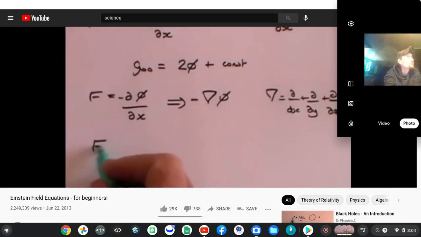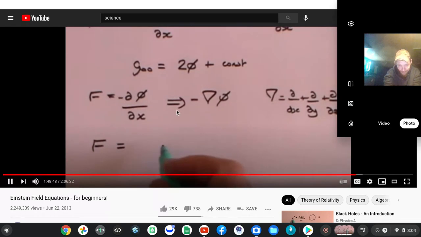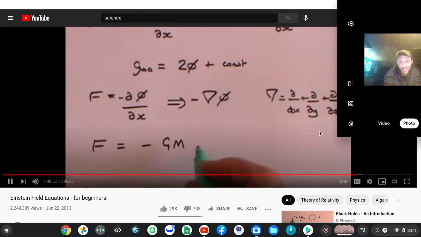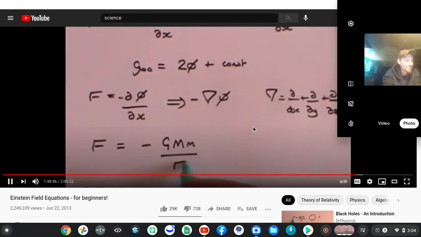We know from Newton's law of gravitation that the force is equal to minus G, the gravitational constant, times the mass of one object, times the mass of the other object, divided by the square of the distance between them.